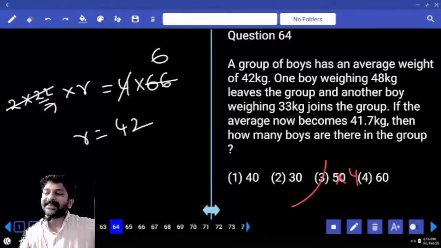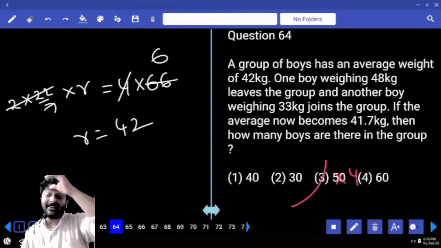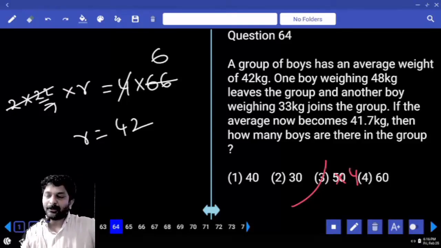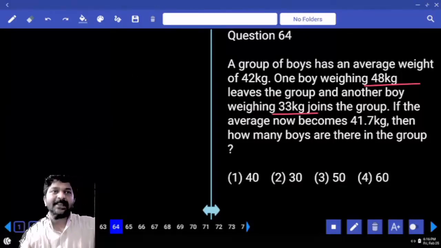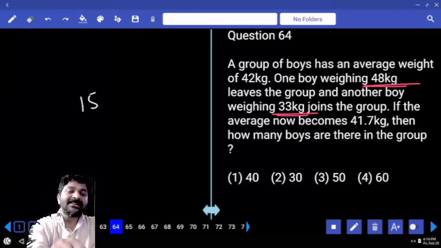A group of boys has an average weight of 42. If one boy weighing 48 kgs leaves the group and another boy weighing 33 kgs joins the group, and the average now becomes 41.7, then how many boys were there in the group? Okay. So 48 kgs weight going out and 33 kgs coming in, correct? What is the net effect? Are we getting more weight or losing weight? Losing weight. Instead of 48, if you get only 33, how much do you lose? Come on, 15 kgs lost.